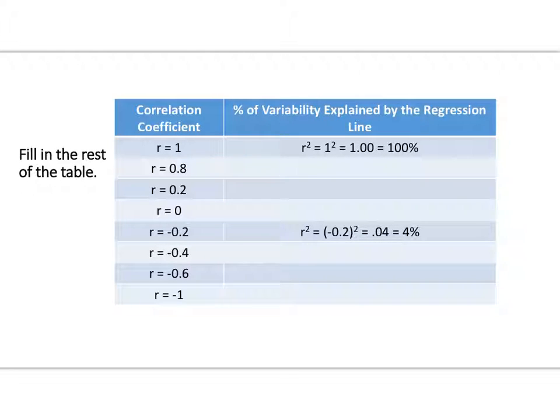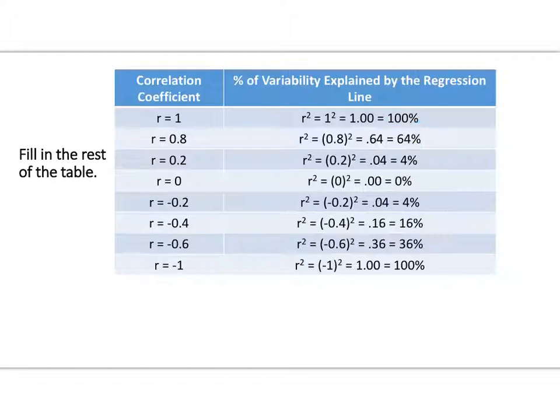Here, I'm just trying to make the point that R squared is whatever R is, squared. So 1 squared is 1, but R squared is a percent. R squared is a percent. You can express it as a decimal, but it is a percent. When you square a negative, you get a positive answer, unless you square it incorrectly.